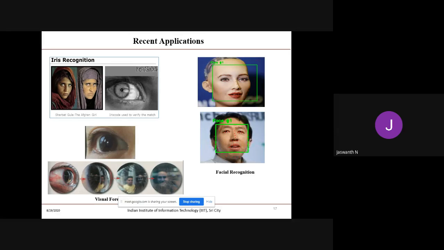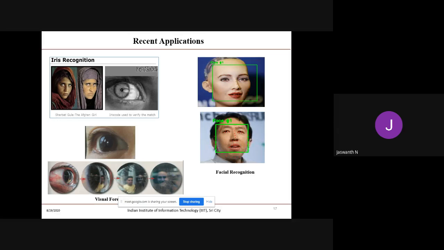First one is an interesting case study where the initial picture of the girl, that is the Afghan girl called Gulba, was taken in the 1980s, and then a similar picture was captured by the same photographer around the year 2002. Then he applied an iris biometric algorithm, which is used to superimpose graphics for automatic localization of the iris and its boundaries based on properties like specular reflections and eye patterns, etc.